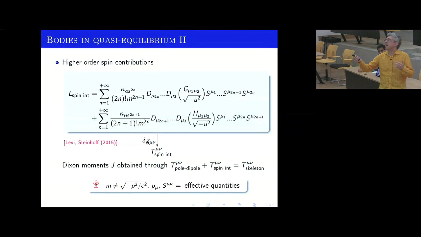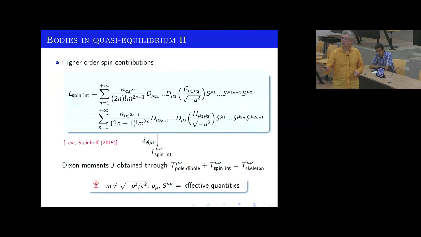You can construct them in two ways. By a parity argument, when it's electric, you must have an even number, and when it's magnetic, an odd number of spins. I want to emphasize the fact that this Lagrangian is effective. So, for instance, there is no reason why the mass is related to p squared using the usual formula. S mu is an effective spin, p mu an effective linear momentum, and so on.